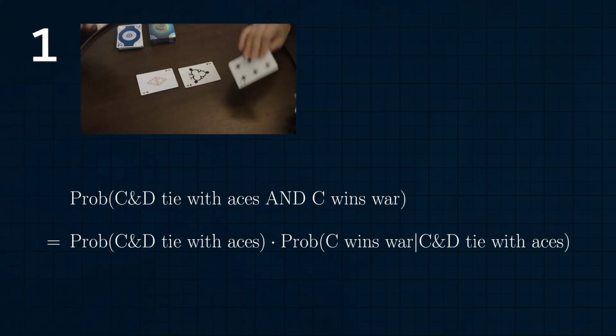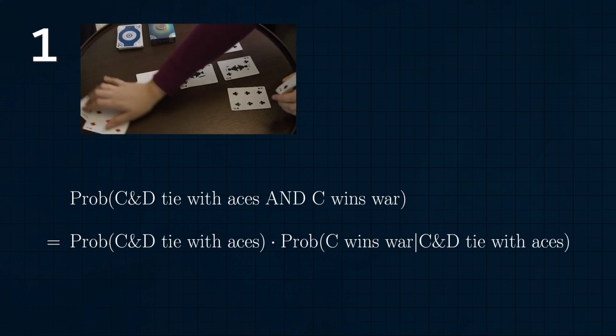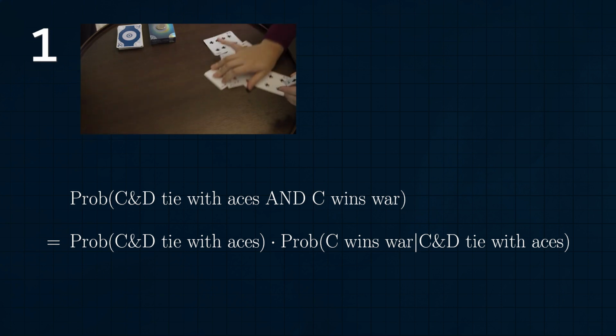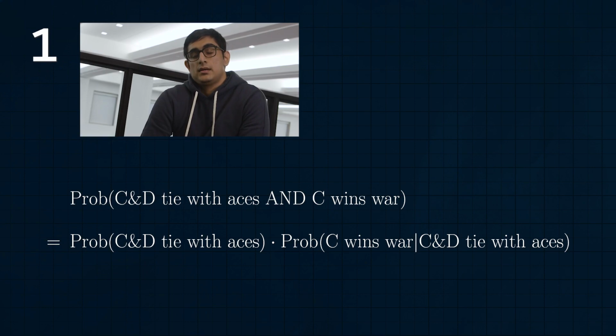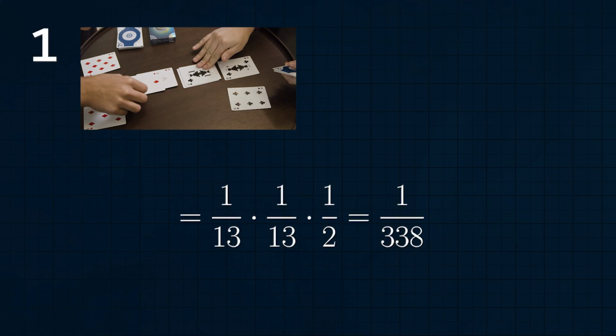We can see that these cases are disjoint because each one has Damien's single ace showing up in different places in his deck. In the first scenario, the probability that Clara and Damien tie with aces, and Clara wins the subsequent war, equals the probability of Clara and Damien tying with aces, times the probability Clara wins the subsequent war, given that Clara and Damien tied with aces. Because the remainder of Clara and Damien's decks are equal after the aces are set aside, by symmetry, Clara and Damien each have a 1/2 chance of winning the subsequent war. So this probability is 1/13 times 1/13 times 1/2, or 1 over 338.